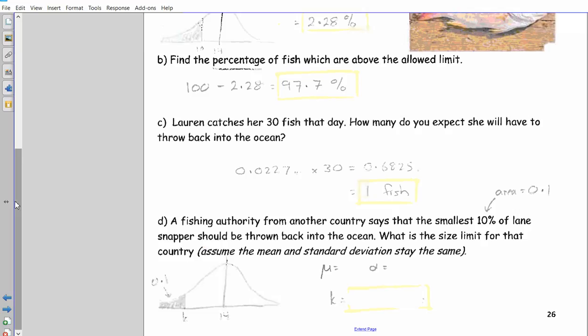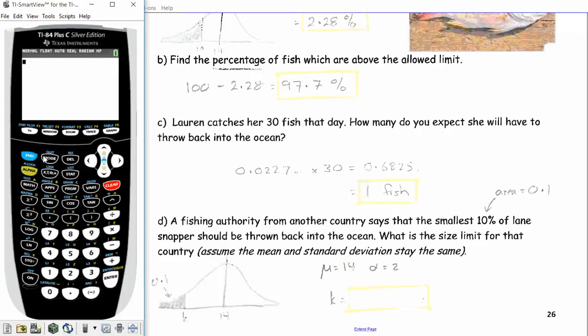So according to Bermuda, it was 10 inches. What is the upper limit for this country if they're saying the bottom 10% has to be thrown out? Assume the mean and standard deviation stay the same. So from above, you'll see the mean was 14, standard deviation was 2. So we're already given the area, smallest 10%. So the area to the left is 0.1. So we need inverse norm.